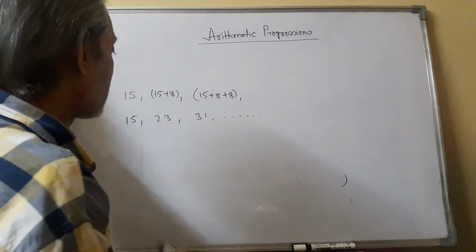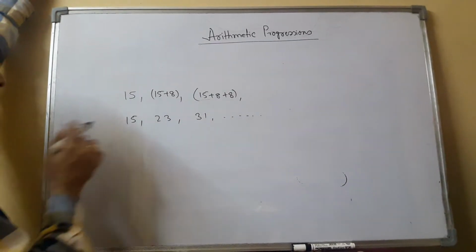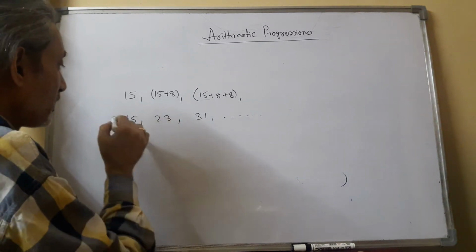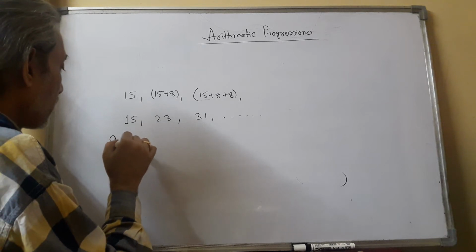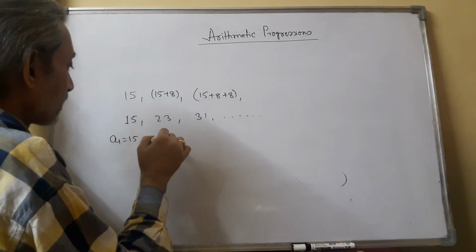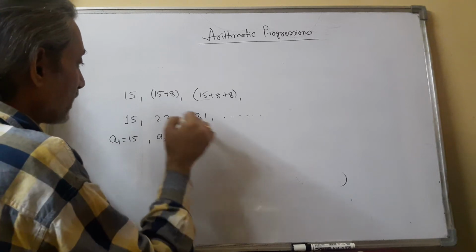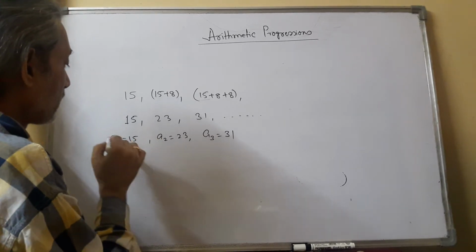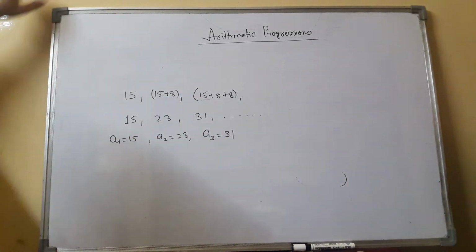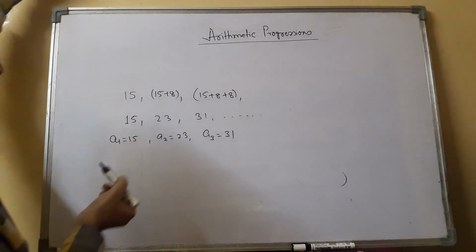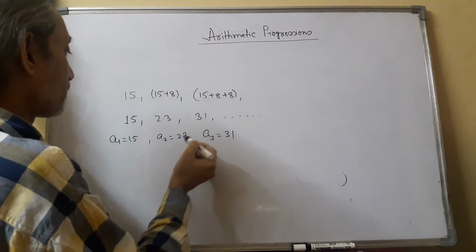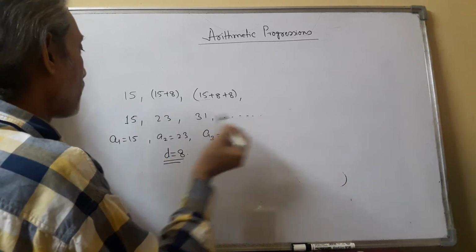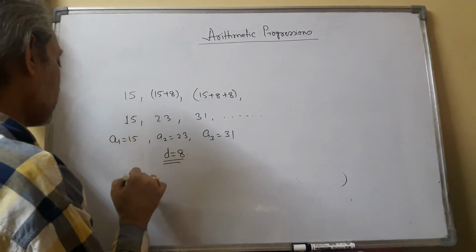So as I explained a little while ago, you see the difference between these two terms. Here first term is what? A1 is 15, first term. A2 is 23, second term. A3 is 31. This way we denote A1, A2, A3, first term, second term, third term, so on. So you can very well see the gaps. The value of d in this case is 8 and therefore it forms an AP. So yes, it is an AP.